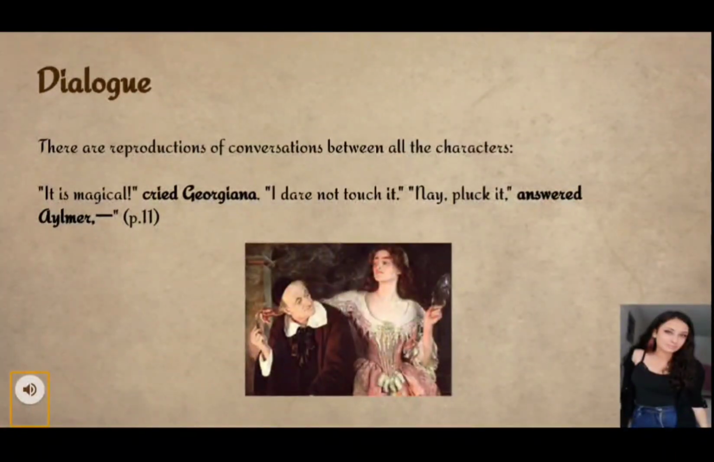It is magical, cried Georgiana. I dare not touch it. Nay, pluck it, answered Aylmer.